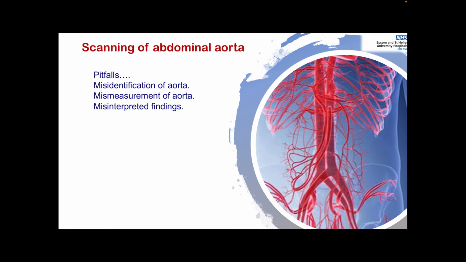The pitfalls from ultrasound scanning of the abdominal aorta are, number one, misidentification of the aorta. So use deep inspiration, find the vertebral body, and then you will be able to find the abdominal aorta. Number two, mismeasurement. As we said, we have to go perpendicular, and include any thrombus inside the abdominal aorta. And number three, misinterpreted findings: you have to learn where to find the aorta in relation to other structures in the abdomen.